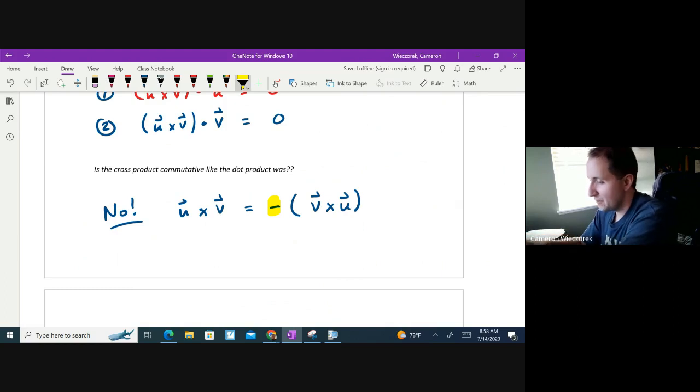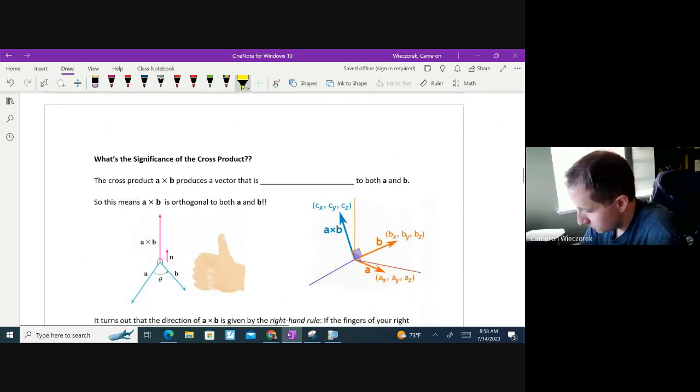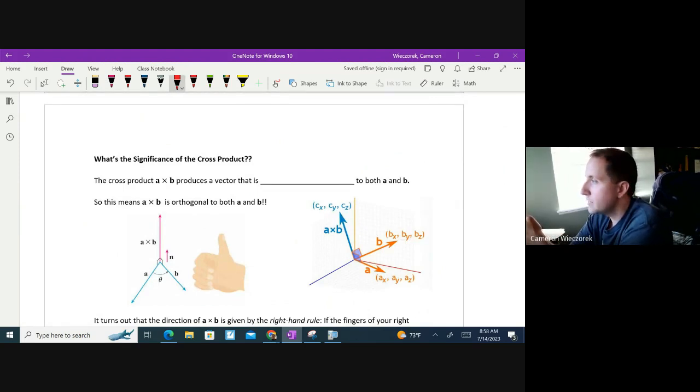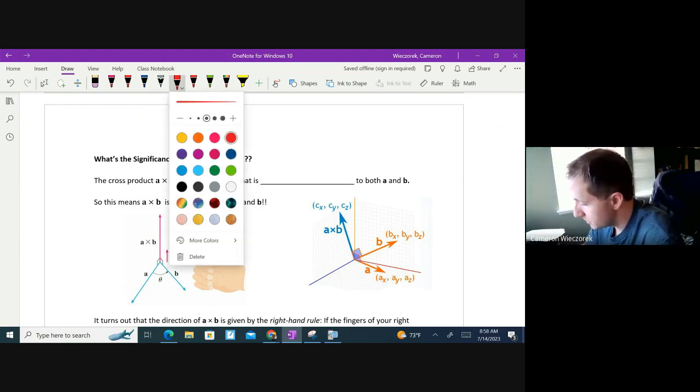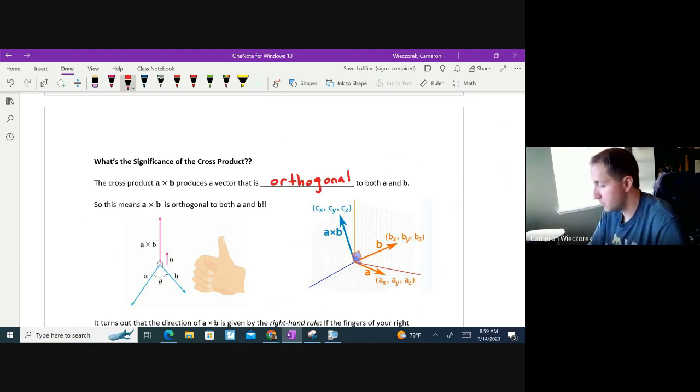So what's the significance? Why do we have this strange vector? The significance of the dot product was that it was a way to almost measure how much two vectors point in the same direction. It gave us a way to calculate the angle between the two vectors. The significance of the cross product, and we just gave a preview of this on the last page, is that it produces a vector that is orthogonal, in other words perpendicular, to both A and B. So this vector is perpendicular or orthogonal to both of the original vectors.